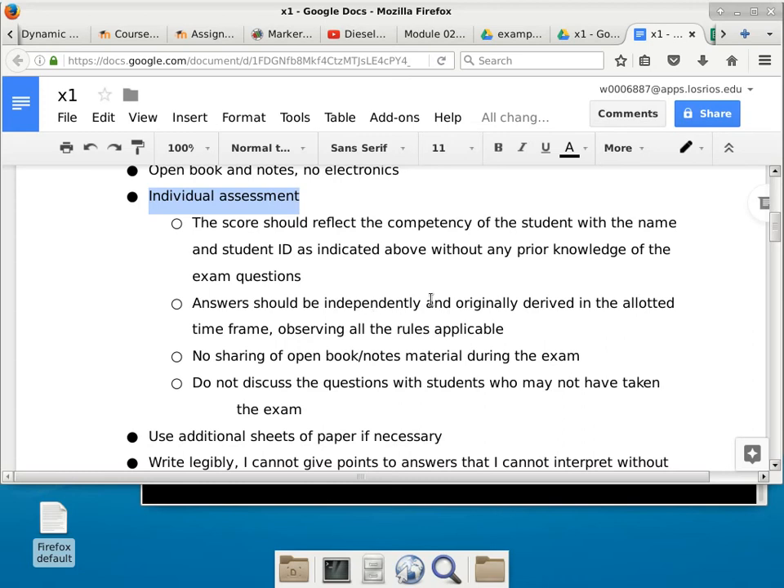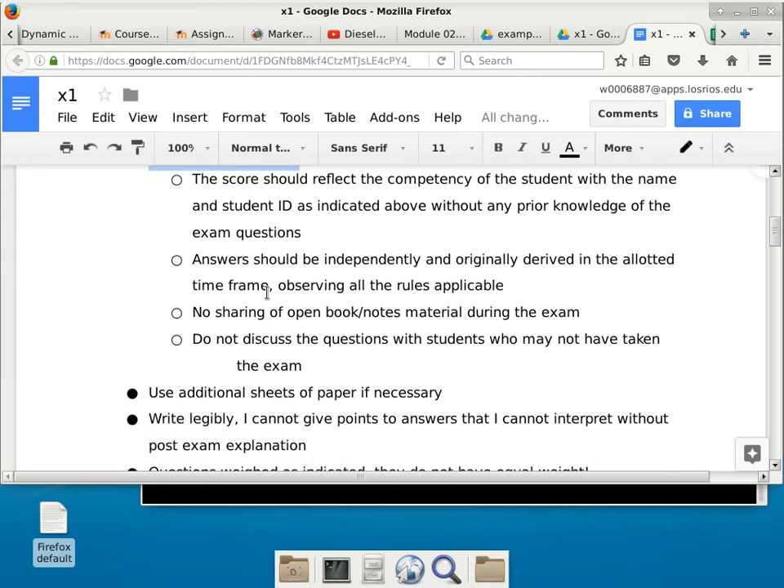Answers should be independently and originally derived in the allotted time frame, observing all the rules applicable. So that's kind of obvious. No sharing of open book notes material during the exam. Okay, you guys can work together. For all I care, you can work together. It is actually a good idea to study together, come up with the notes together. And you can even bring in exactly the same notes. It's just that no sharing during the exam. So nothing like, oh, I can see that you have notes of that particular date, can I borrow that during the exam? That would not be okay.